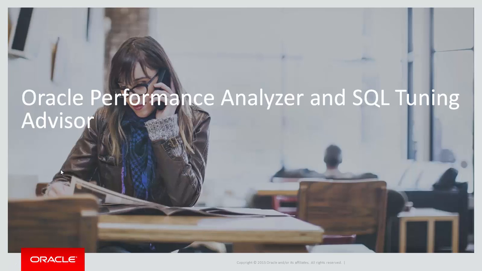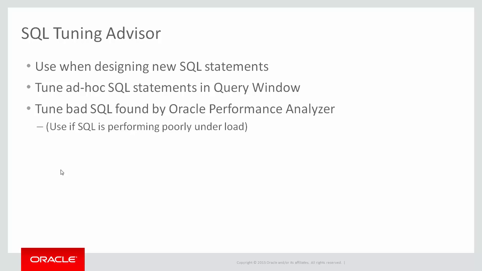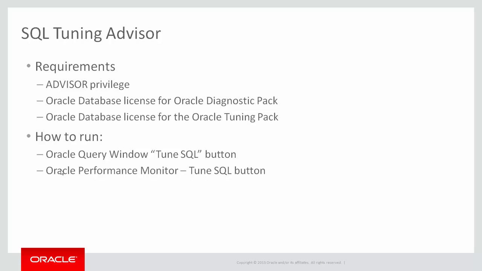Now we'll talk about Oracle Performance Analyzer and SQL Tuning Advisor, which are features of the Oracle Developer Tools for Visual Studio and help you tune your application for performance. SQL Tuning Advisor is used when you're designing new SQL statements to be used with your application. So what you do is you open up the query window in Oracle Developer Tools for Visual Studio, and you tune your ad hoc SQL statements there. You can also tune bad SQL statements that are found by the Oracle Performance Analyzer, which we'll talk about in a minute.